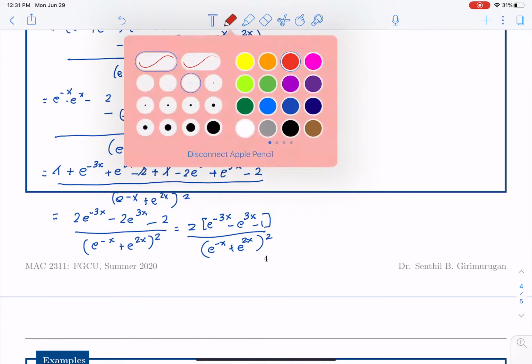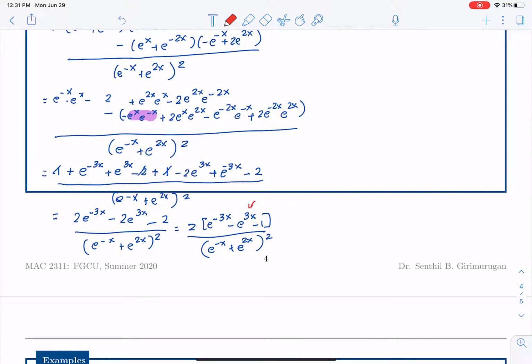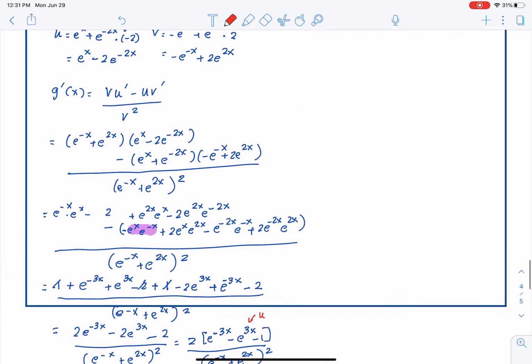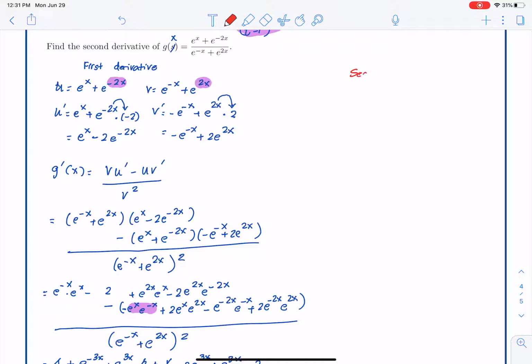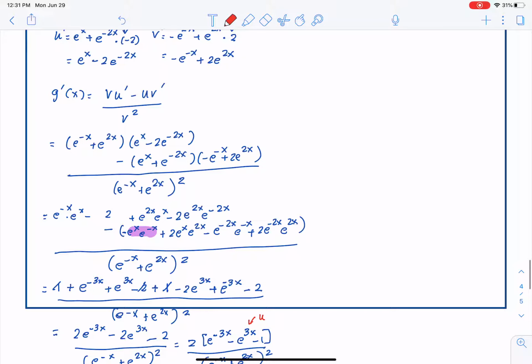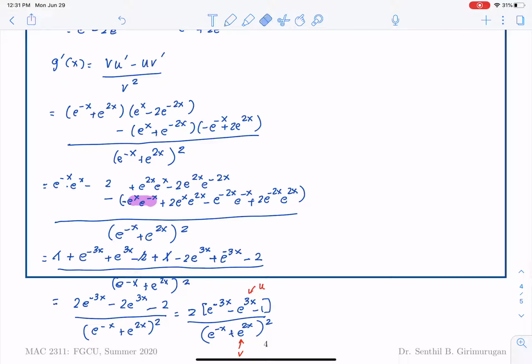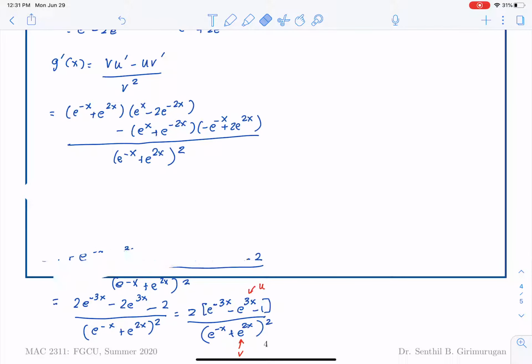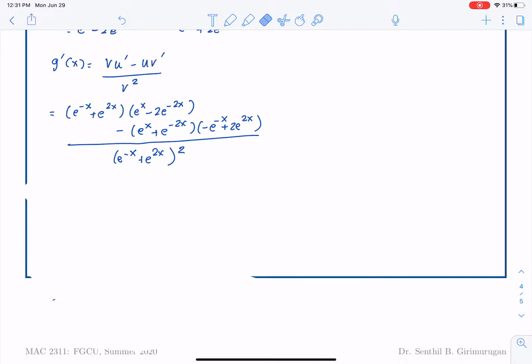Now for the second derivative, we're going to treat that as u and that as v. I have to go back and do this. I seriously feel that I made a mistake here. So let's just redo this.